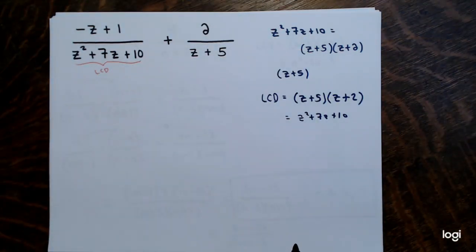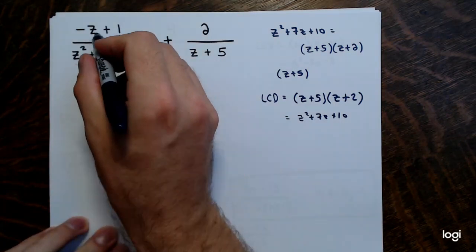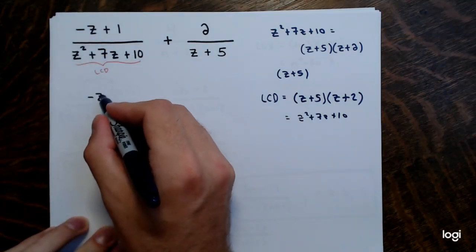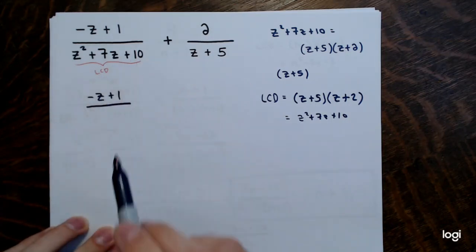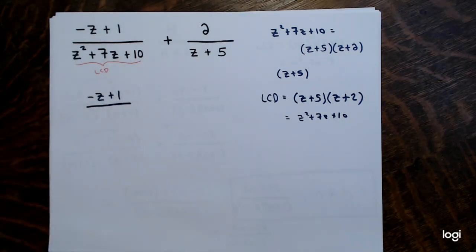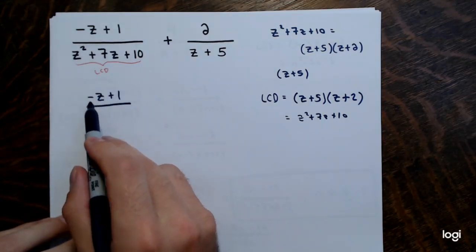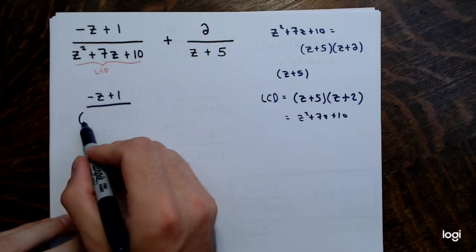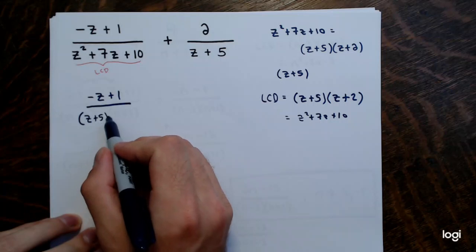So the only fraction I need to change is this one here. All right, now I'm going to rewrite the first one, negative z plus 1, so that the denominator is factored, right? I like to have my factored denominators before adding or subtracting. And again, that's only for purposes of simplification of the fraction later. So instead of negative z plus 1 over z squared plus 7z plus 10, I'm going to rewrite that as negative z plus 1 over z plus 5 times z plus 2.